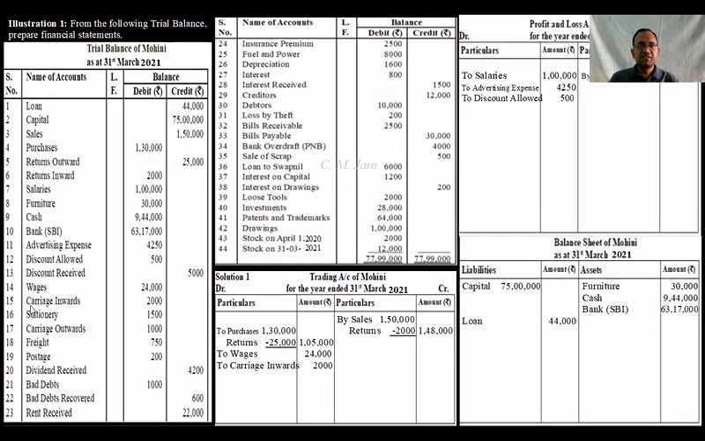Then we are given stationery. Stationery is an indirect expense. It is an office expense. So where will it come? Right, in the profit and loss account. To stationery 1500.